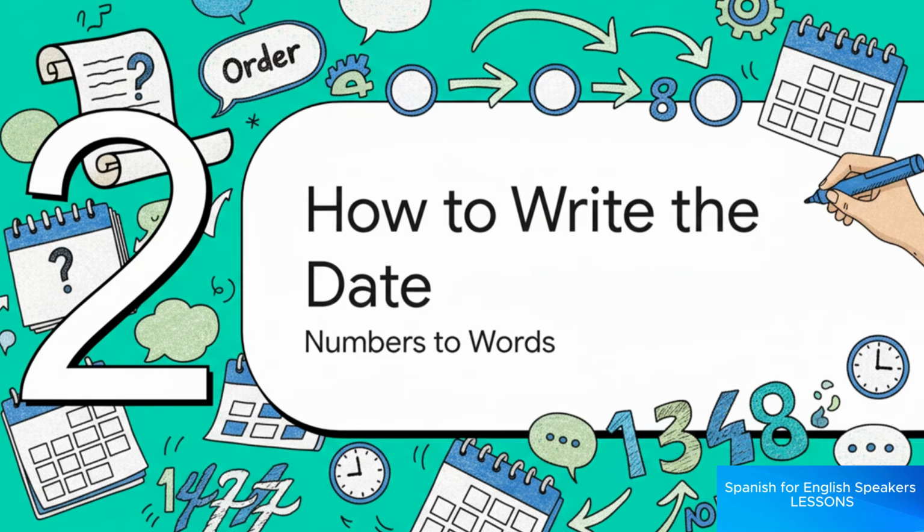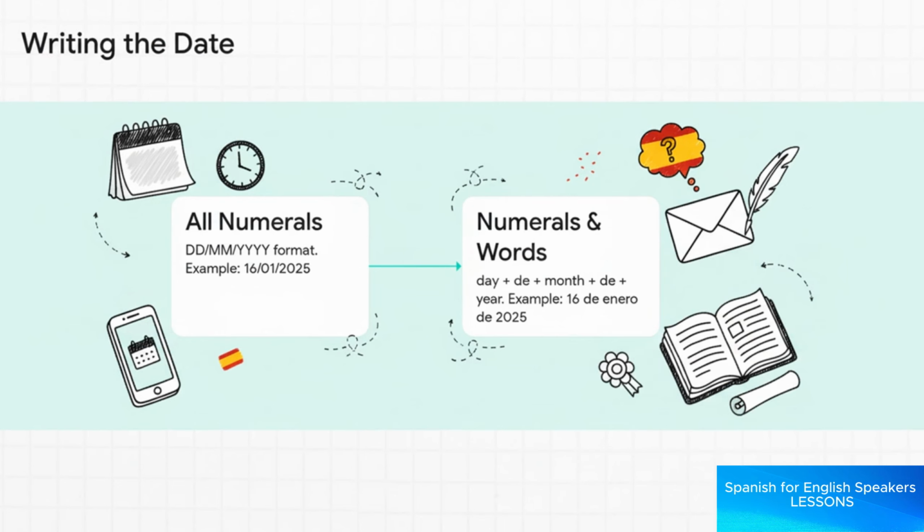Now that we've got the order down, let's look at the specific ways you actually put it on paper. So, you've basically got two main options. The all-numeral format is super quick and common for everyday stuff. But the more formal way, the one you'd use in letters or official documents, looks like this: 16 de enero de 2025. And notice that little word de, it means of. It is absolutely required. You can't just say 16 enero, it has to be 16 de enero.